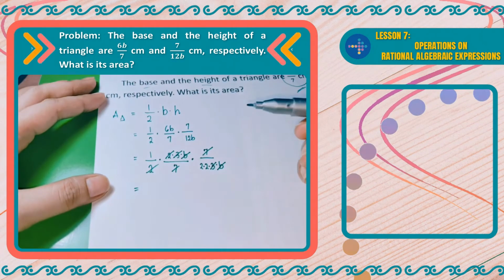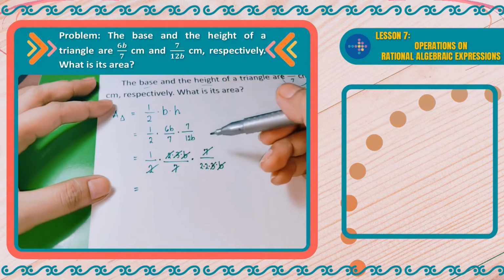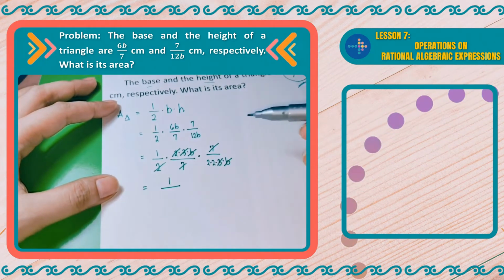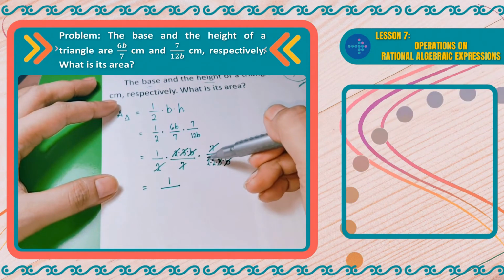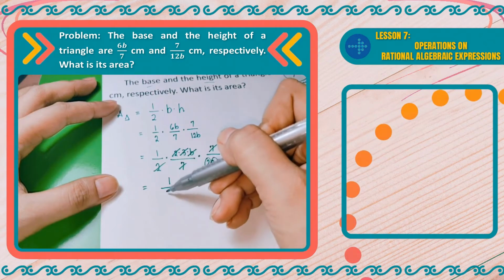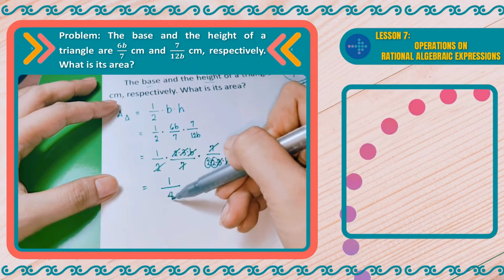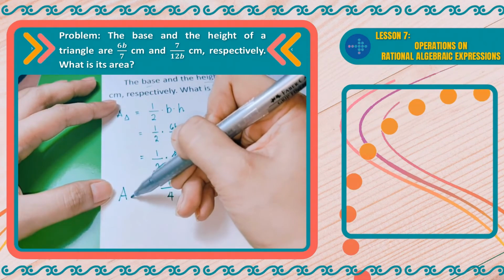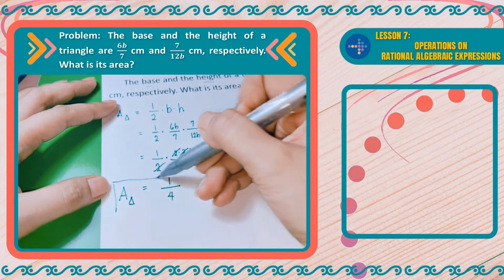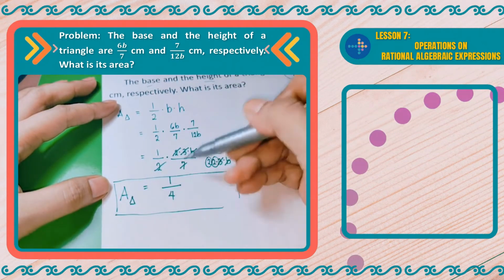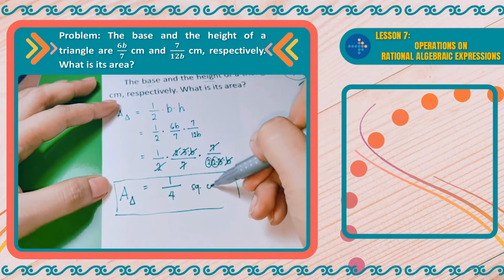Then multiply the remaining factors. In the numerator, we have 1. Then for the denominator, we have 2 and 2. So 2 times 2 is 4. Therefore, the area of the given triangle is equal to 1/4 square centimeter.